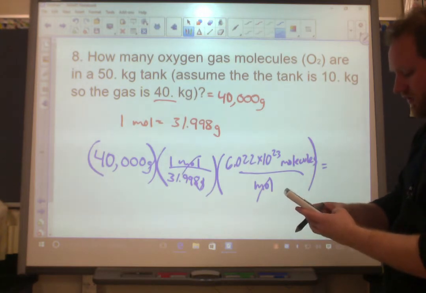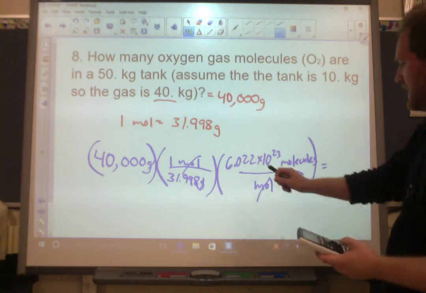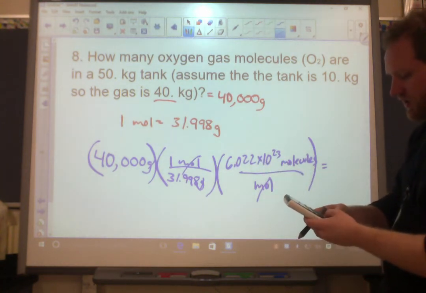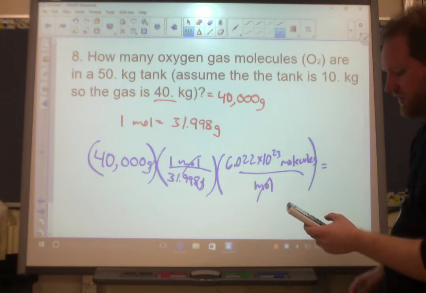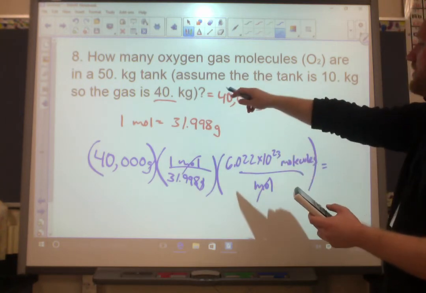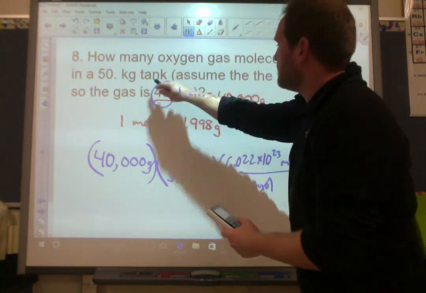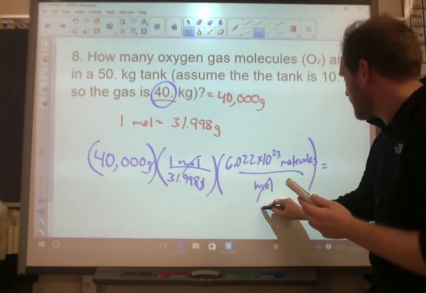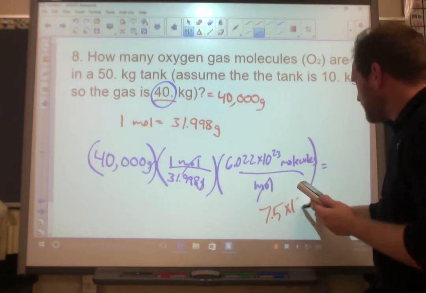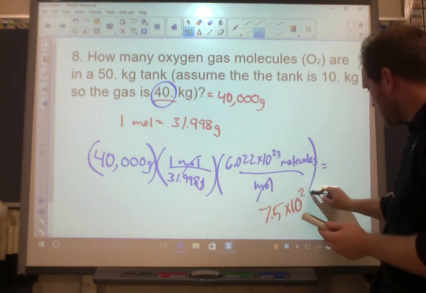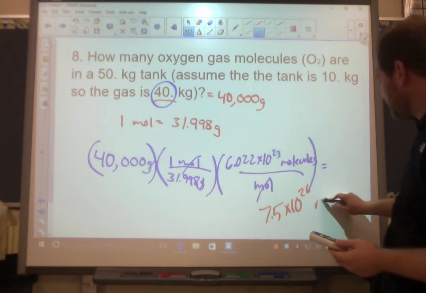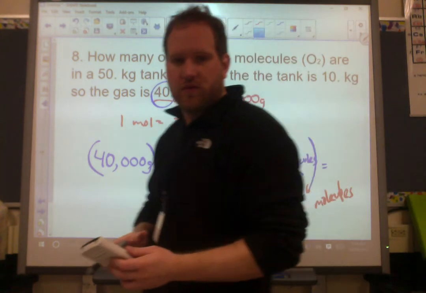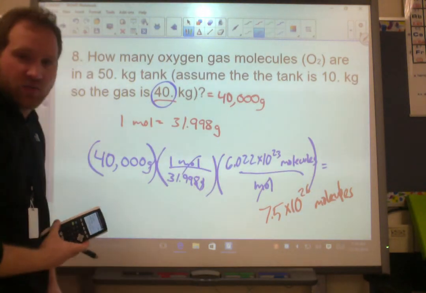40,000 divided by 31.998, times, and I'm going to use parentheses here, open parentheses, 6.022 times 10 to the 23rd, close parentheses, and with 2 sig figs, I'm going to say 7.5 times 10 to the 26th, and the unit is molecules. 7.5 times 10 to the 26 molecules.